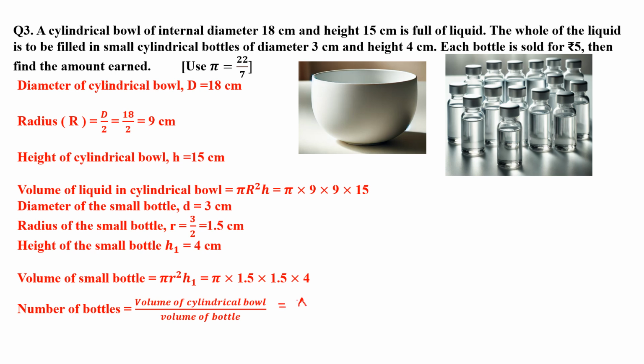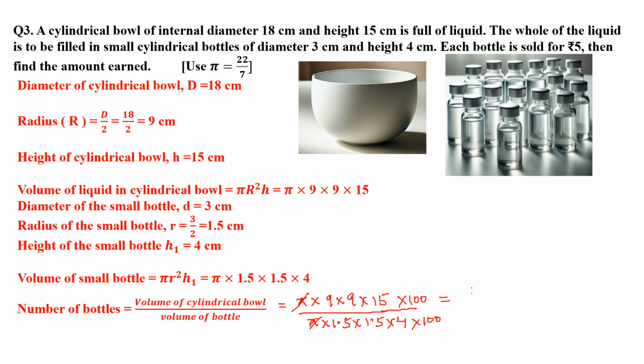So it is pi into 9 into 9 into 15. This you have to divide with pi into 1.5 into 1.5 into 4. Now pi and pi I can eliminate. Now if you see the denominator, there are two decimal numbers. So my first step is to remove the decimal numbers. For that I am going to multiply by 100 in both numerator and denominator.